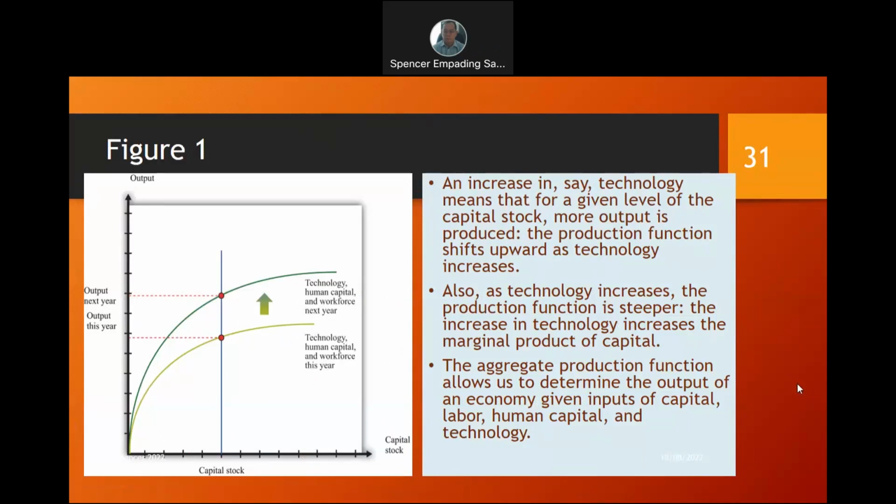The increased technology increases the marginal product of capital. So the aggregate production function also allows us to determine the output of an economy given inputs of capital, labor, human capital, and technology.